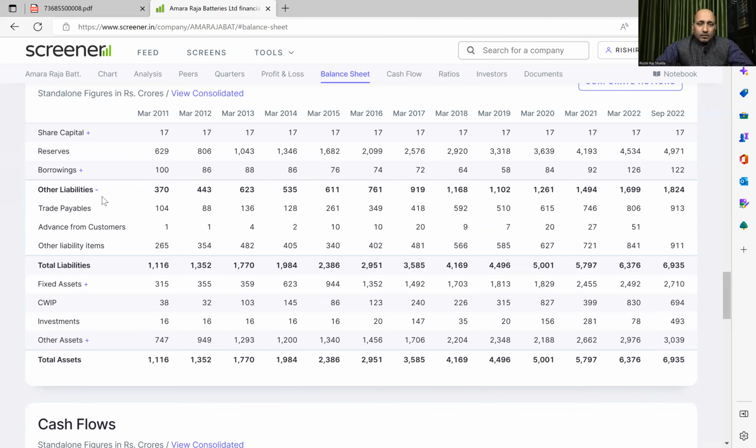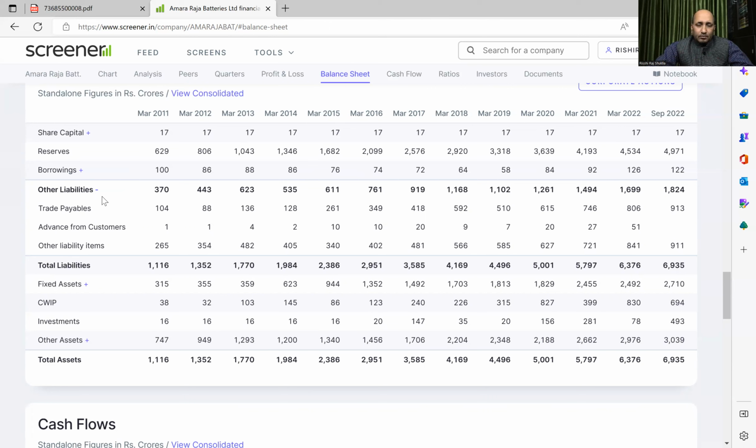And again, this liability is coming. Trade payables. So the company usually purchases materials, and those come under payables. Whatever trade you have, of course you are buying and selling. So whatever you are buying, you are supposed to pay. That will come under trade payables or liabilities.